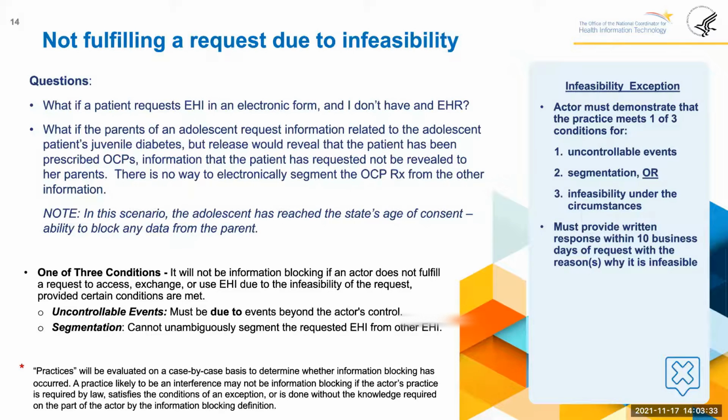So you're taking that into consideration, you're looking at this, but this adolescent says only certain information I don't want to have shared. So that doesn't necessarily apply to all this information, but what we're hearing here is there's no way to electronically segment it. And what the infeasibility exception allows for then is that if you can't unambiguously segment the requested EHI from the other, you can take advantage of this exception. So hopefully that's helpful to folks who may be dealing with a very similar situation. I know I've heard it more than once, so I'm sure they are.